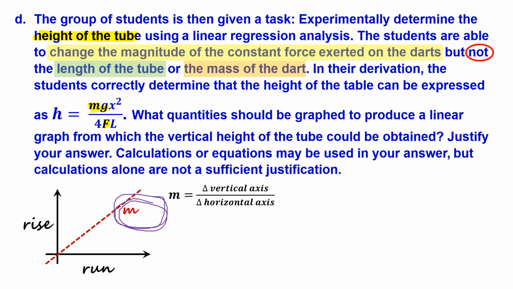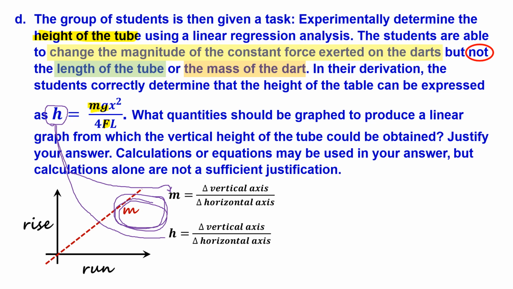Or it is actually the change, the ratio between the change in vertical axis and the horizontal axis. Vertical axis, horizontal axis. So that is your height. So let's replace your slope to height. So that's why you change that slope M to your height H. So now height is actually the change in the vertical axis over the horizontal axis.